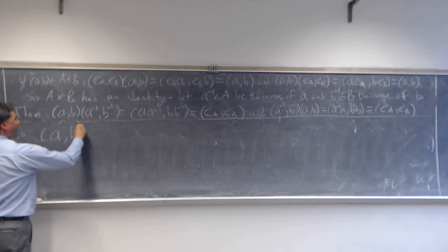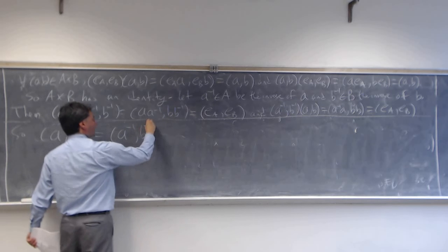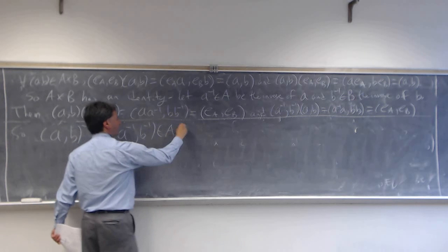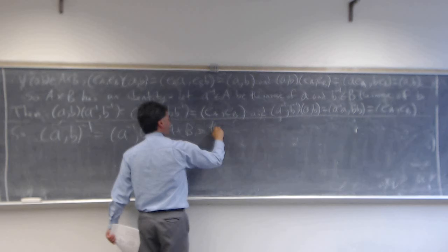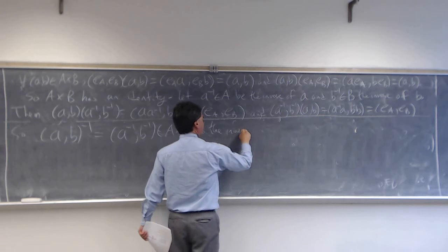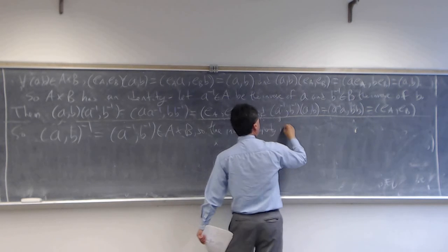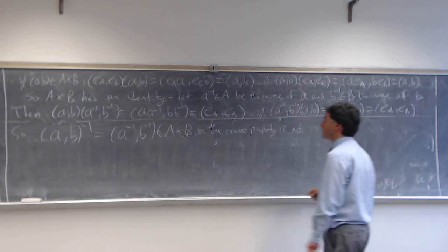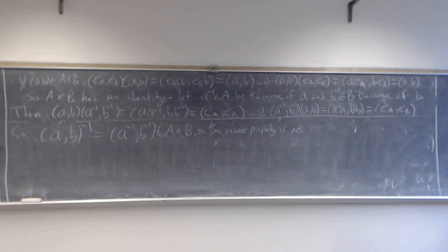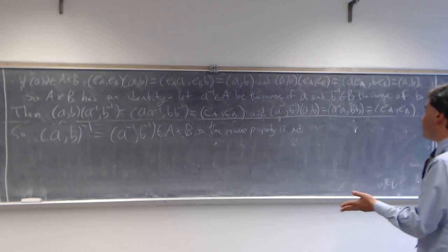So if we look at (a, b), the inverse of that element is just (a inverse, b), which is an element of A cross B. So the inverse property is met. So do we have a group? Non-empty? Closure. What about closure? Have we talked about closure?